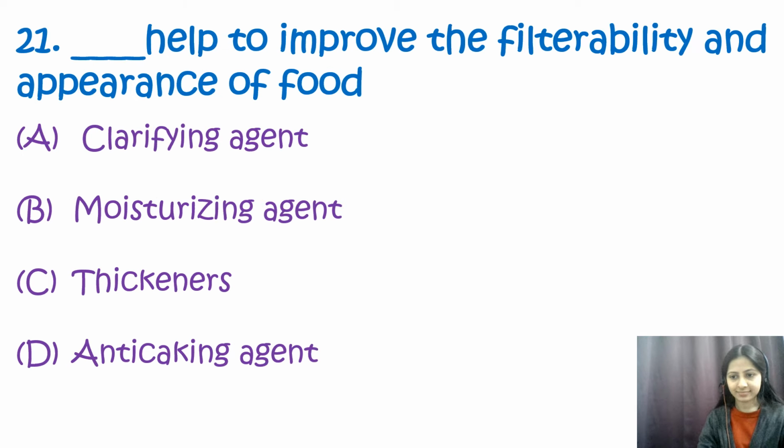What helps to improve the filterability and appearance of food? Options are clarifying agent, moisturizing agent, thickeners, and anti-caking agents. So the correct option is clarifying agents. These clarifying agents help to improve the filterability and the appearance of the food products.